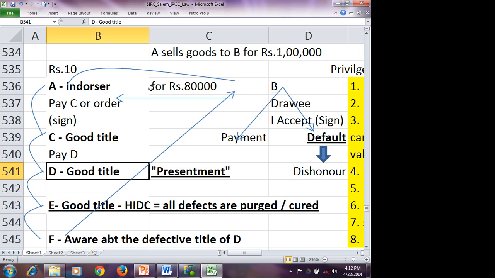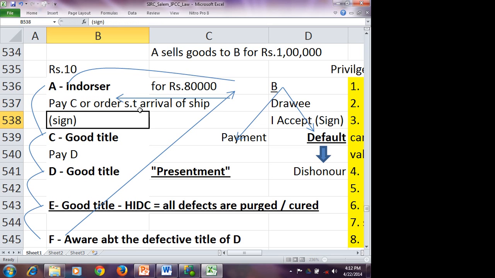Third, conditional endorsement. When the instrument is originally drawn, there cannot be any condition attached to it. But when it is subsequently endorsed, there can be any condition attached to it. For example, A endorses an instrument to C: pay C or order subject to arrival of ship. In olden days this is what was done. Subject to the arrival of the ship at the port of Chennai, or at Tuticorin port. So when the ship arrives, you pay.